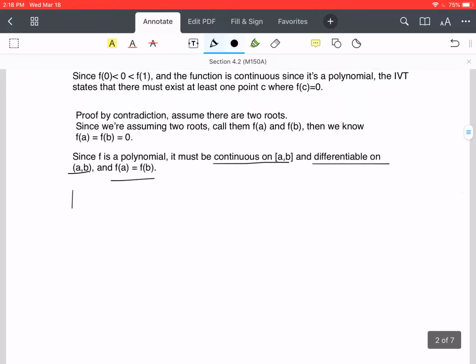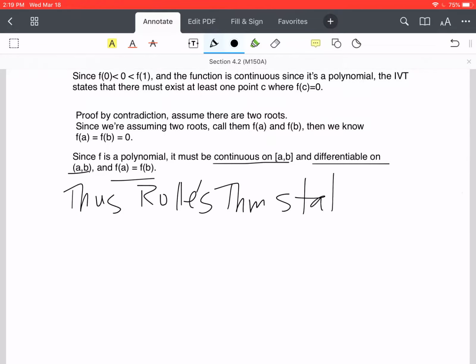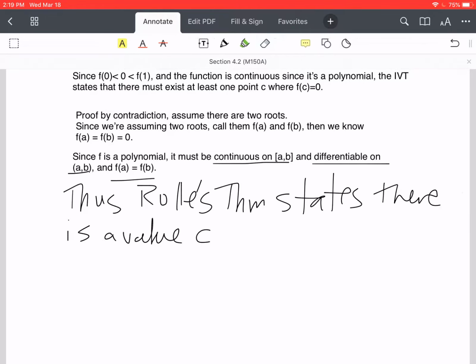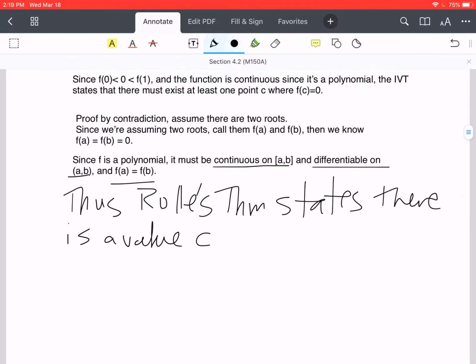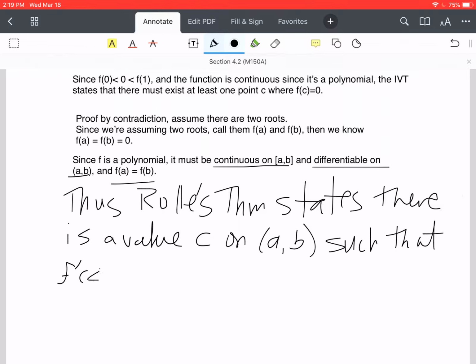So we can say thus, Rolle's theorem states there is a value c on the interval ab such that f prime of c equals 0.